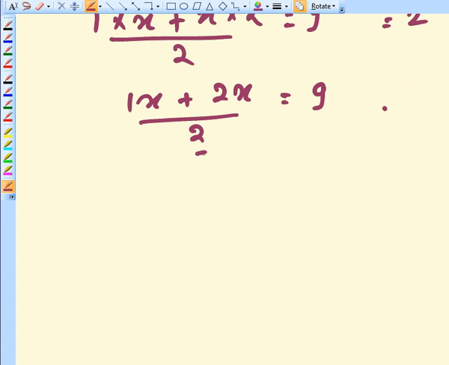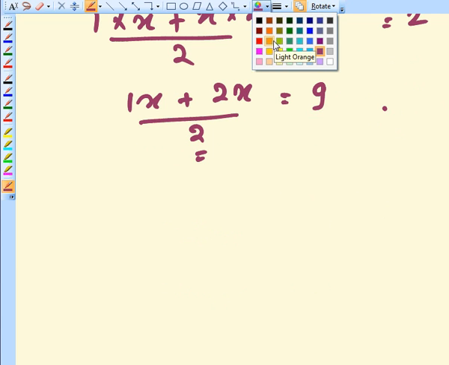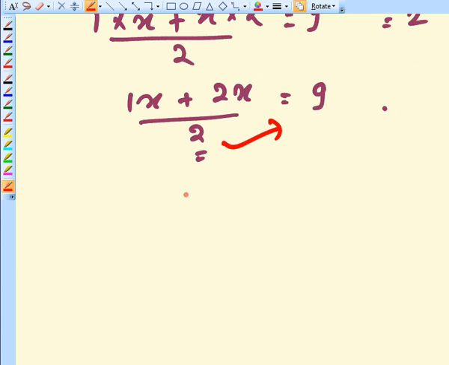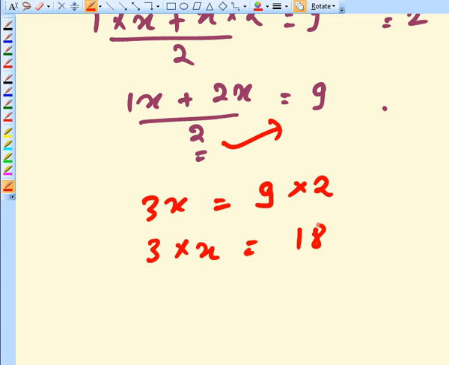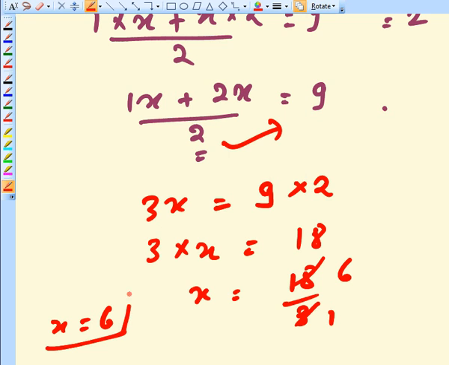Now you can transpose this 2 to the left hand side. So first 1x plus 2x will be 3x equals 2, now 9 into 2. So 3x can be written as 3 into x, and 9 2s are 18. So x equals to 18 by 3, 3 6s are 18. Finally x equals to 6, which is your required answer. Then second question is same, third, fourth, fifth I am solving here.